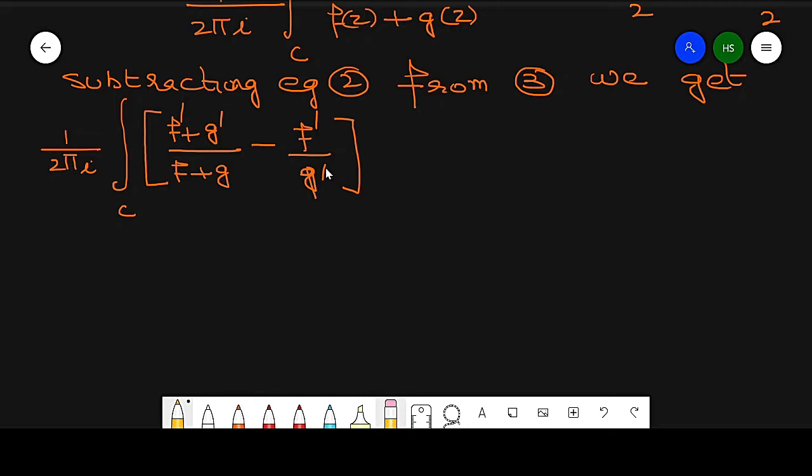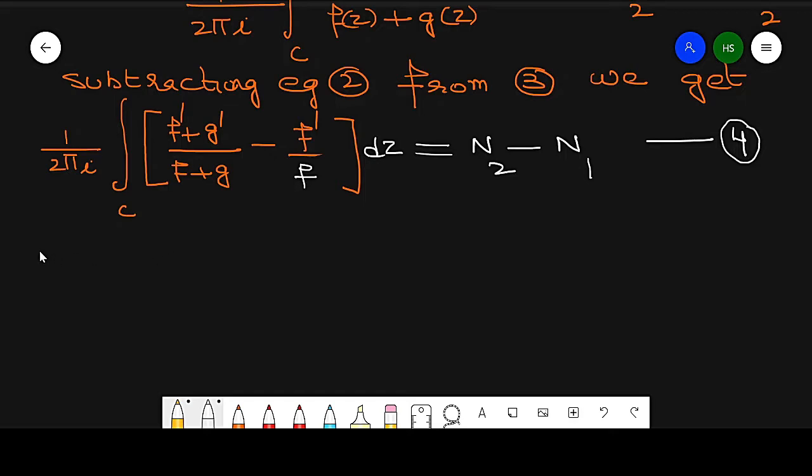So here this is f into dz, which is equal to n2 minus n1. So this is equation number 4. So this is the equation number 4. We get these values.